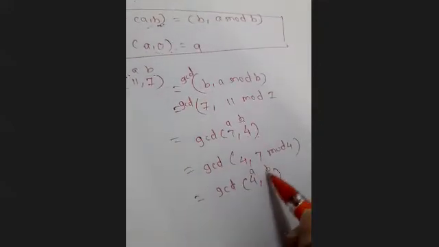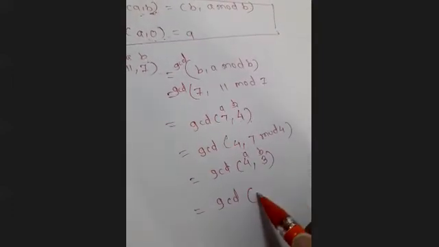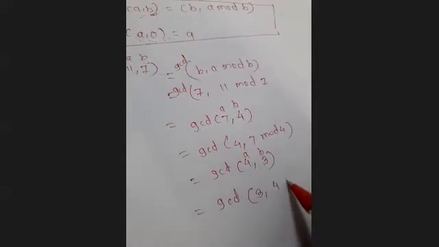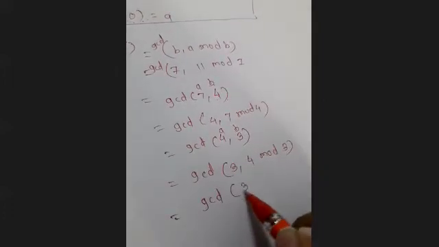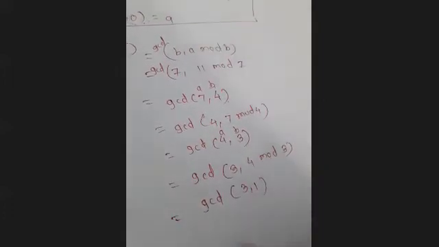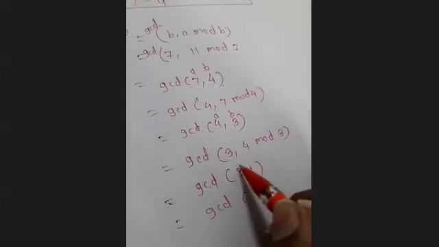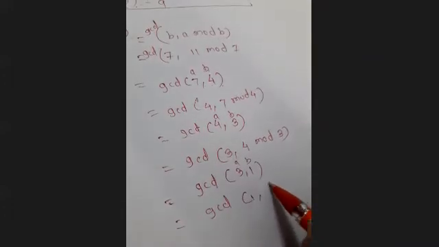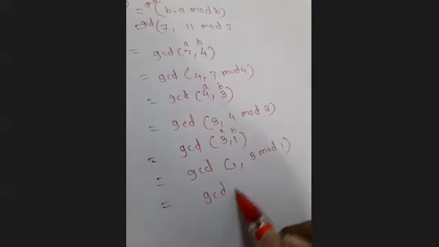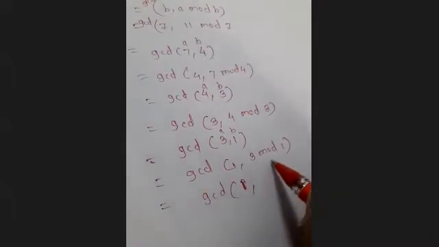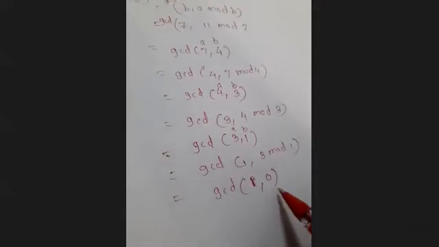Now again we have A and B, which is not yet 0. So GCD B comma A mod B. So 4 mod 3 gives GCD of 3 comma 1. Still we have to continue. This is A, this is B: GCD of 1 comma 3 mod 1, which will be 0. So now we have reached GCD of 1 comma 0.